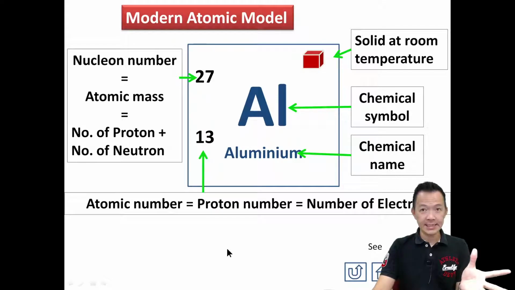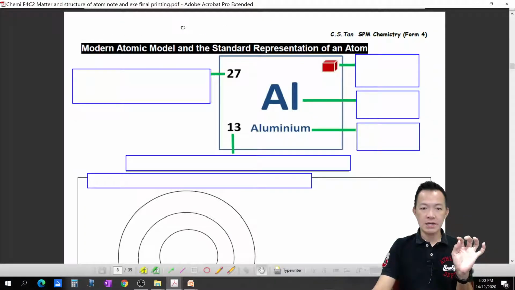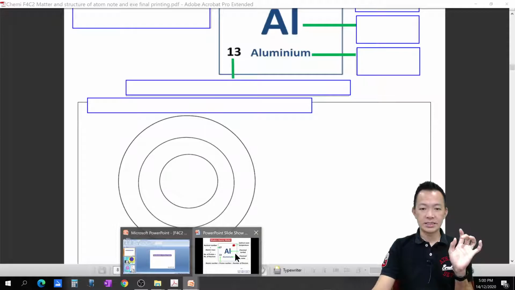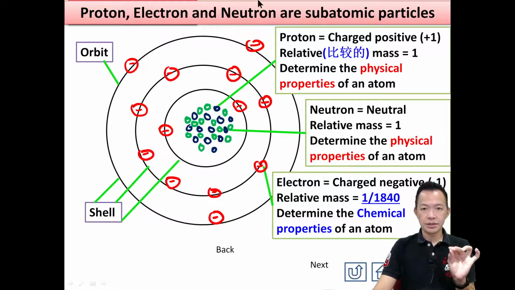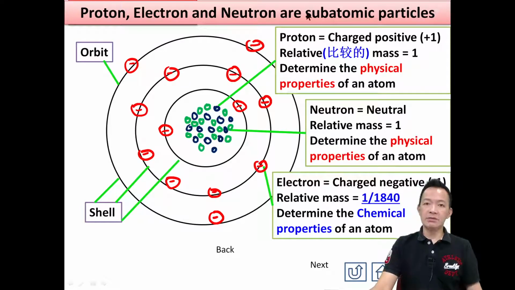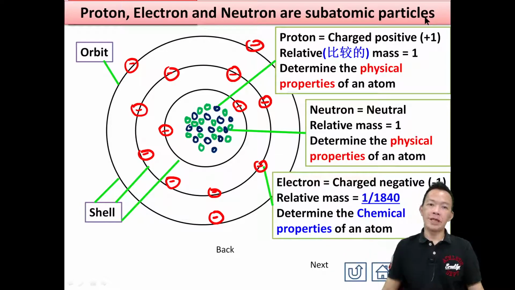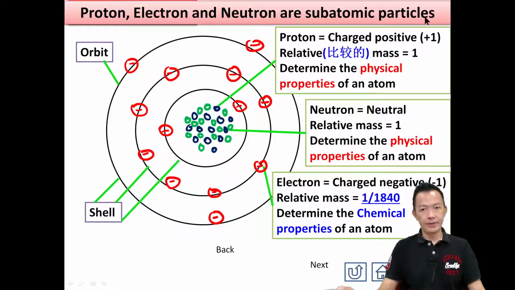Now add something to your notes, a very important sentence. Copy this: proton, electron and neutron, they are subatomic particles. What does subatomic particle mean? It is a particle inside an atom. The atom itself is a particle, but inside it there are more particles, so they are called subatomic particles. Copied? Good. Any problem? No problem.